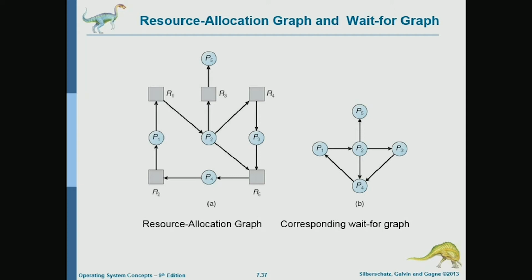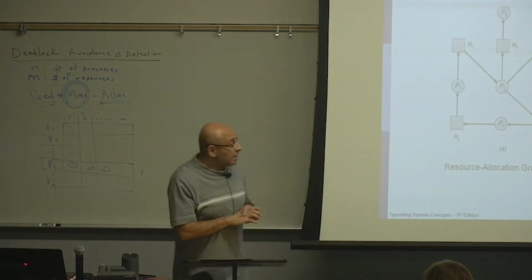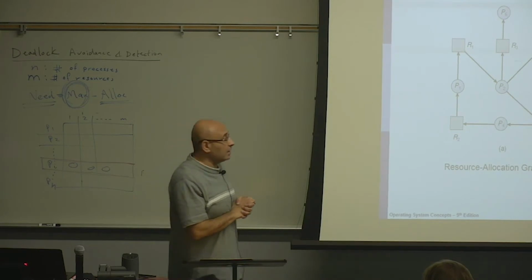So that's why when there is a single instance of each resource, we can form the wait-for graph. P1 is waiting for P2, P2 is waiting for P5 because it's waiting for one instance of R3, and P2 is also waiting for P3, and so forth. So we form this wait-for graph. Now in the wait-for graph, if there is a cycle in the graph, that means that there is a deadlock.